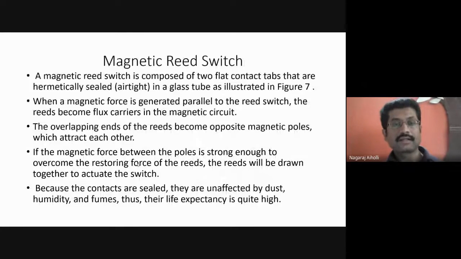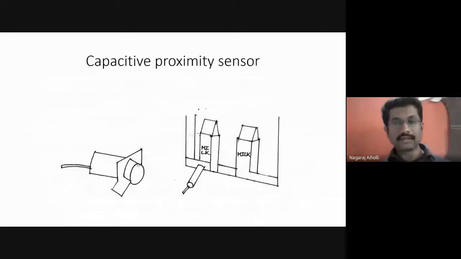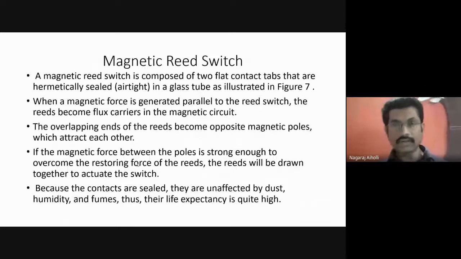Next topic, students, the magnetic reed switch. A question that may appear on proximity sensors is: explain the various types of proximity sensors with necessary figures. That may be asked for 8 or 10 marks. You have to explain in detail by drawing the necessary figures. Next, the magnetic reed switch.